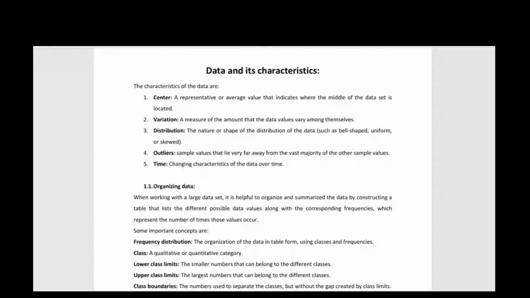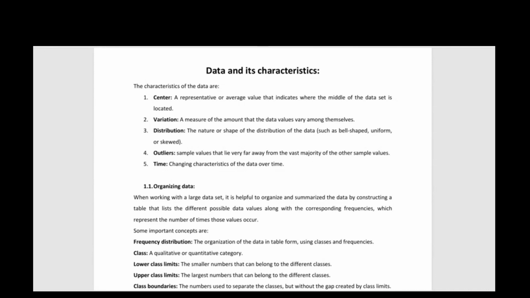I want to start by talking about the characteristics of the data. Data sets always have a center. A center is a representative or average that indicates where the middle of the data set is located. We also have a variation, that is a measure of the amount that the data values change among themselves.